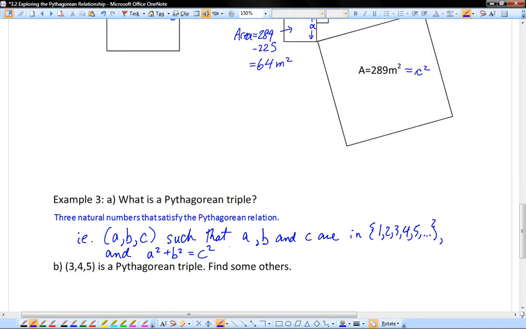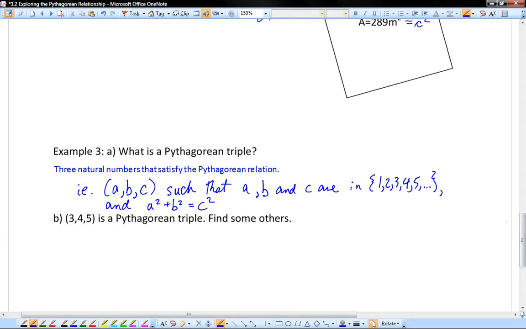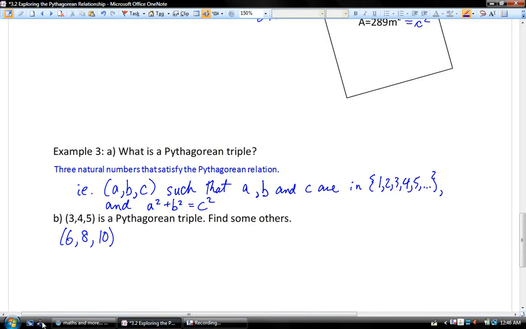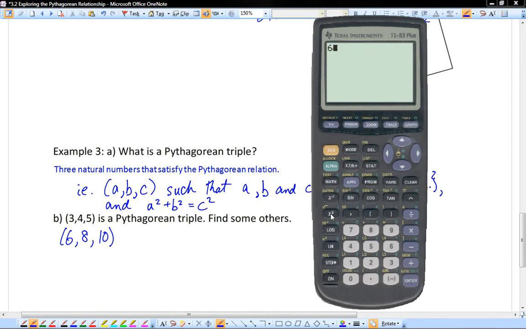So, 3, 4, 5 is a Pythagorean triple because 3 squared is 9, 4 squared is 16, 5 squared is 25, which is equal to 9 plus 16. Here are some others. If you take 3, 4, 5 and you double it, you get 6, 8, 10, and that's another Pythagorean triple. And you can verify that with your calculator very quickly. Right? 6 squared plus 8 squared is equal to 100, which is 10 squared. Let's double check that first one. 3 squared plus 4 squared, make sure I didn't make a mistake. Yep, that's 25, which is 5 squared.